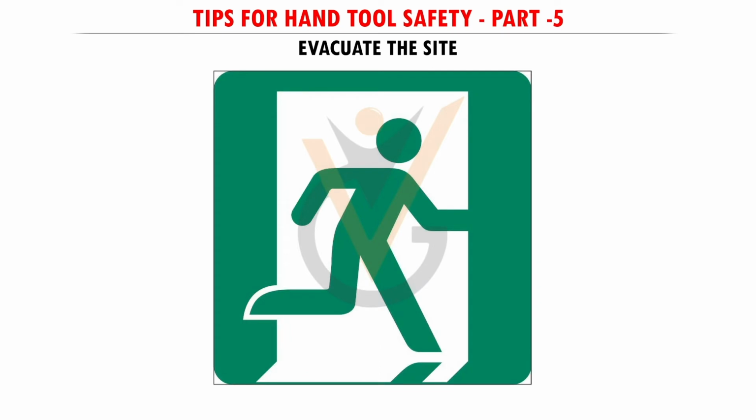Evacuate the site. If you cannot control the fire, exit from the compartment or area. Close all openings and doors if possible, to prevent fresh air from entering the fire. Wait for the fire team to arrive so that you can guide them about the source and location of the fire.